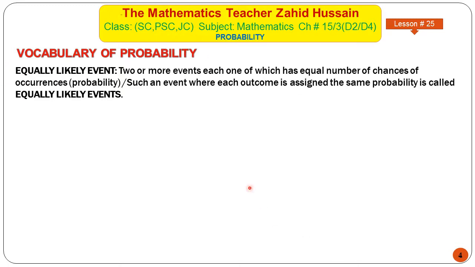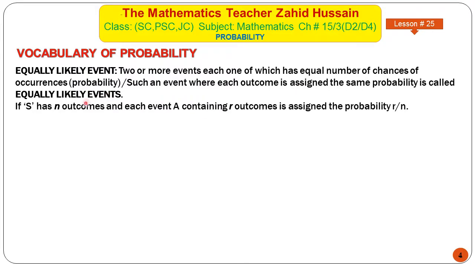Equally likely events. Two or more events, each one of which has an equal number of chances of occurrence. That is probability. Such an event where each outcome is assigned the same probability is called equally likely events. If S has n outcomes and each event A containing r outcomes is assigned the probability r over n. Like the die we studied, it has 6 outcomes, so the probability of each outcome is 1/6.